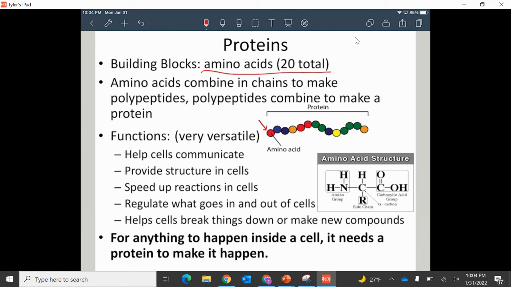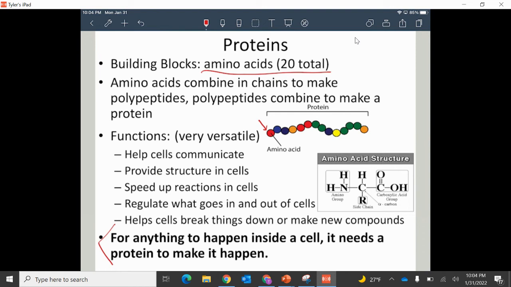Okay. And the function, gosh, you name it, right? That's why I put down here in bold: for anything to happen inside a cell, it needs proteins to make it happen. Whatever it is, anything that's ever happened in a cell, it was a protein that made it happen. They're just crucial for helping cells do the stuff cells have to do, whether it's communicating, providing structure, speeding up reactions, or regulating what goes in and out.